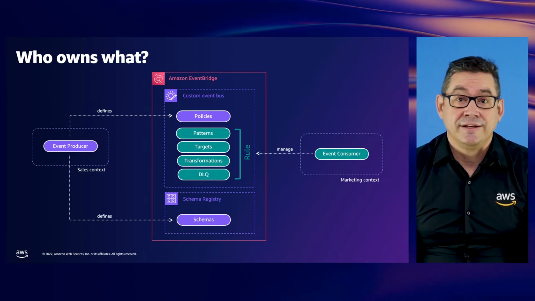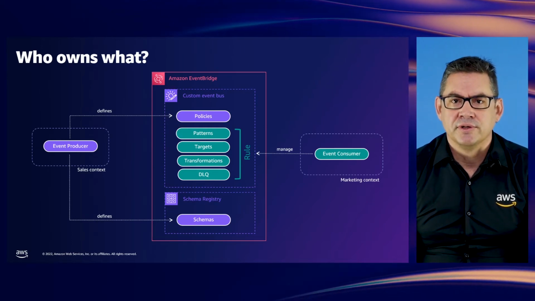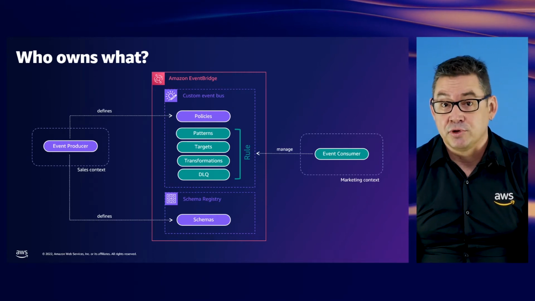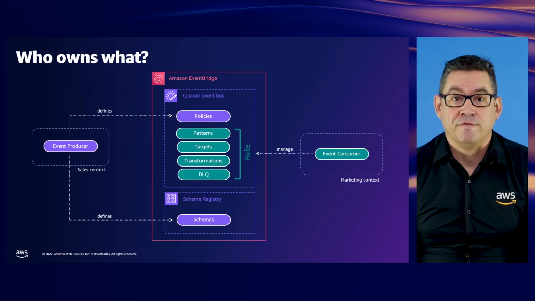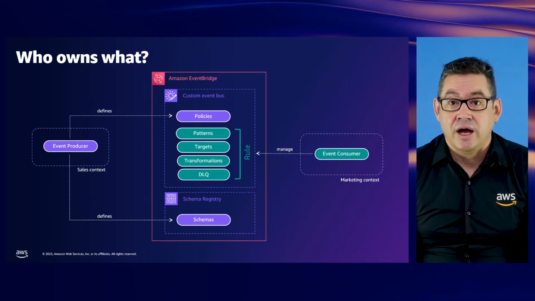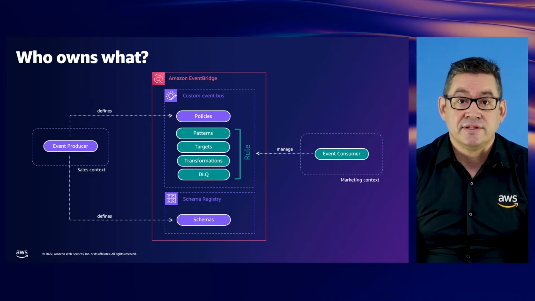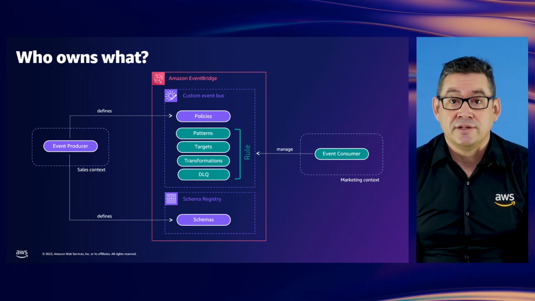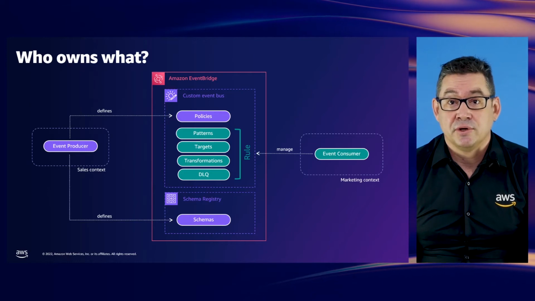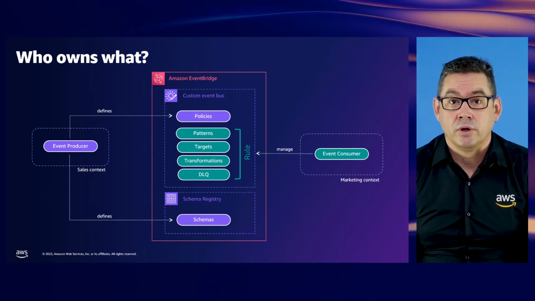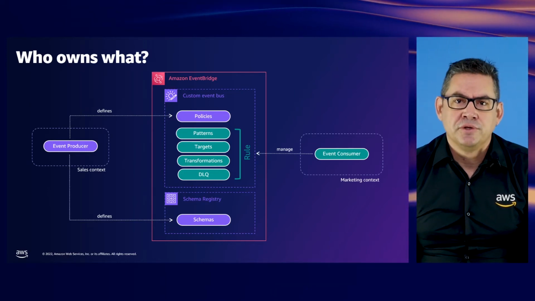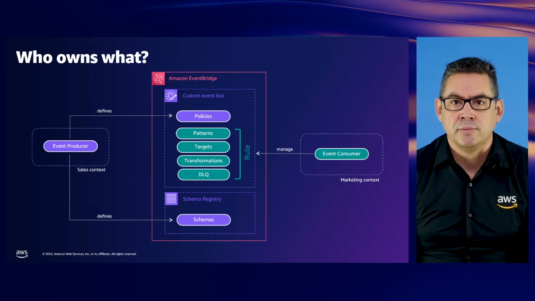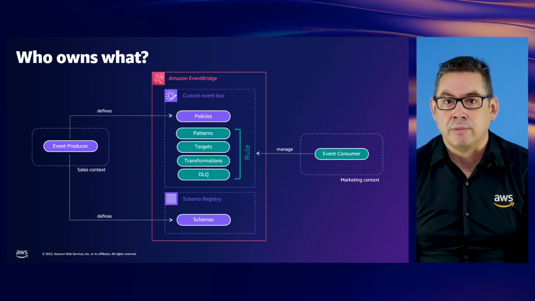In order to maintain a decoupled relationship, consumers essentially need to own the rules that process the events that they subscribe to. This includes defining event patterns, the targets that will be processing the events, any additional transformation needs, and custom retry policies and their associated dead letter queues. For this to work, however, the producer needs to set the appropriate policies on the event bus to allow the consumer to manage the rule, thus establishing a contract.